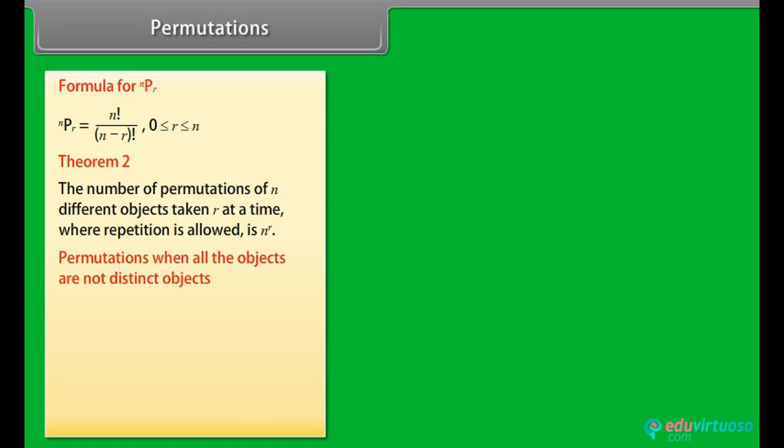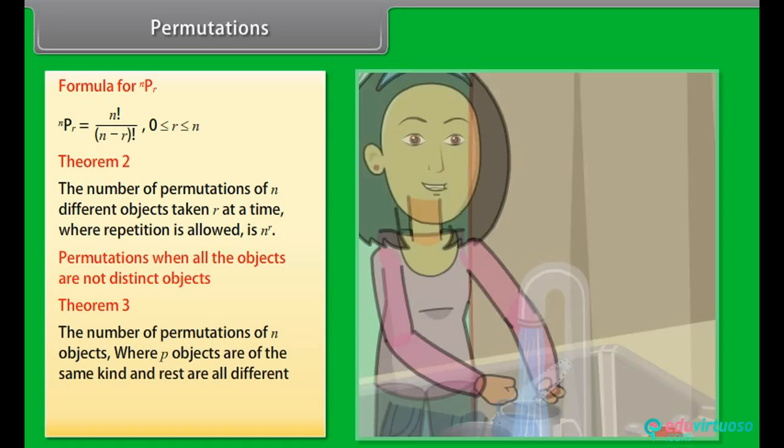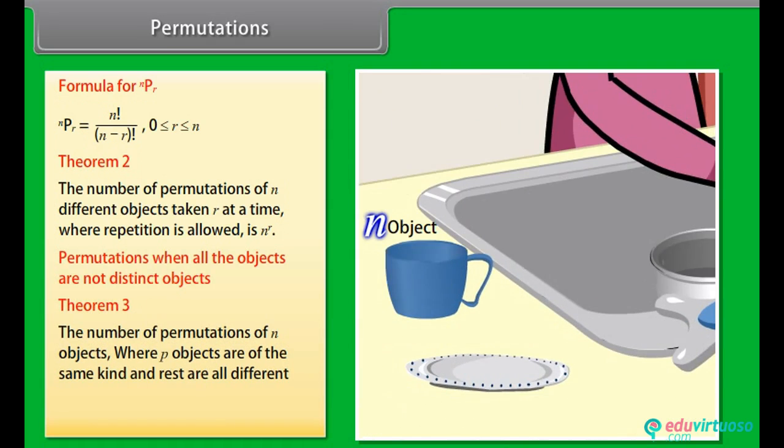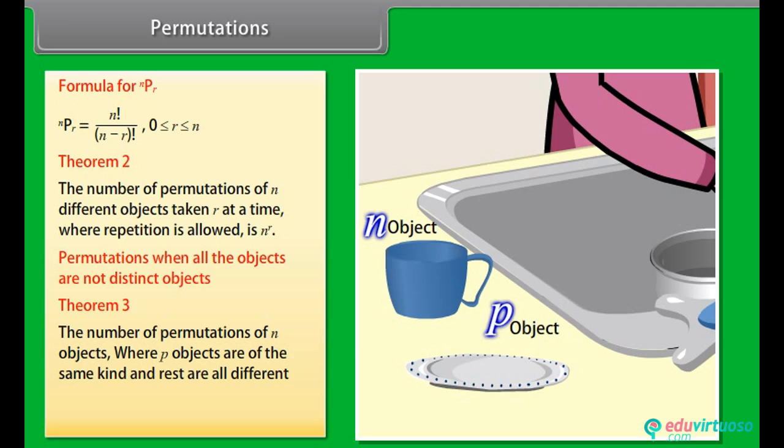Permutations when all the objects are not distinct objects. Theorem 3. The number of permutations of n objects where p objects are of the same kind and rest are all different is equal to n factorial by p factorial.